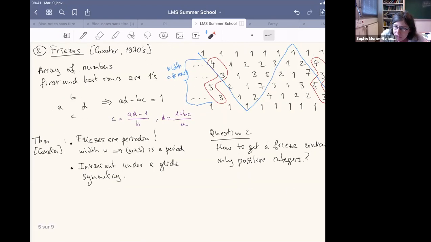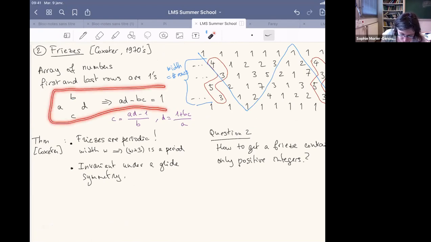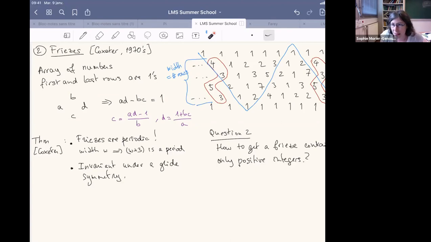Then we went over the notion of frieze patterns. They are very elementary objects. They are arrays of numbers. And the numbers obey a rule, which is called the unimodular rule. This rule makes sense anytime you know how to multiply numbers and add them. So in any ring, you can imagine a frieze taking values in any ring. But we decided to focus on the case when the frieze has only positive integers. And at first sight, it's not obvious at all how to produce such frieze patterns. So we asked this question: how to obtain frieze with only positive integers.